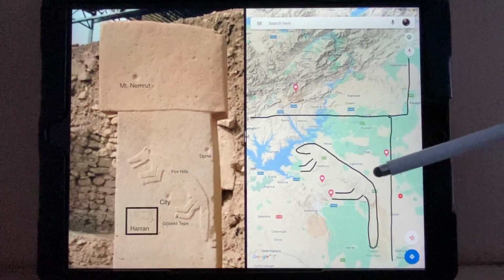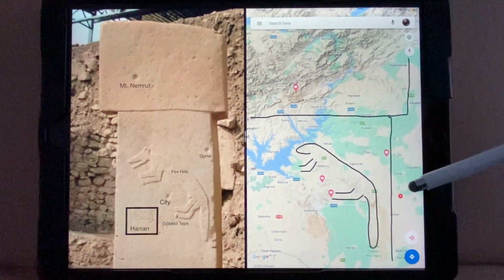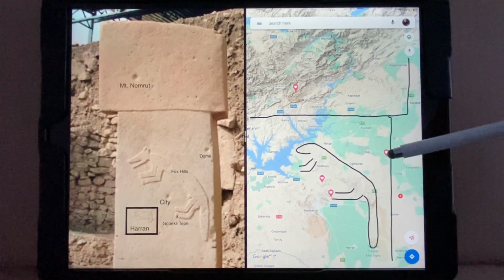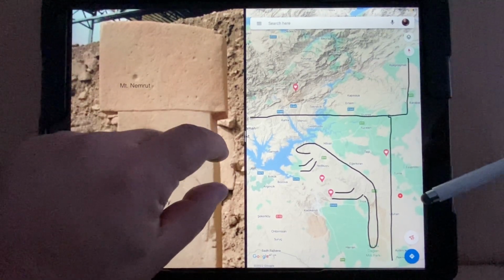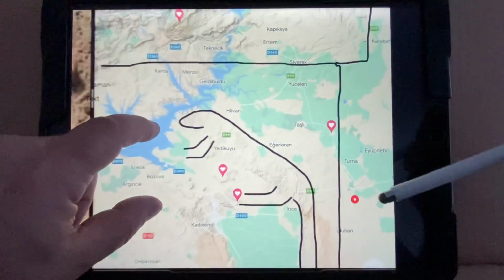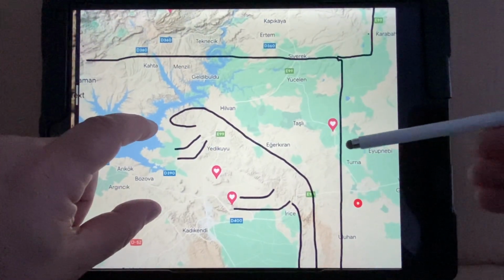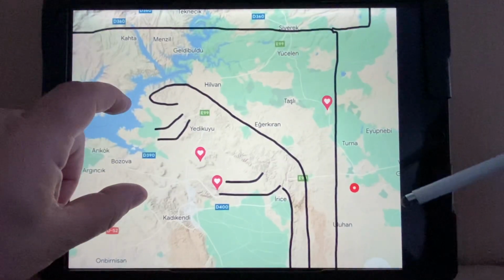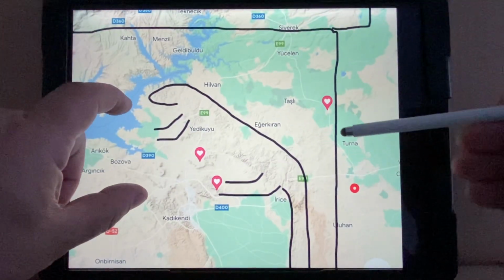Now, I said that the 2 pillars, Sefer Tepe and this pillar, didn't have anything to do with each other, but they do have a link. Okay, here is Sefer Tepe, here is the dome, right? So one thing they do share is a road. The same road that goes by Sefer Tepe goes right by this dome right here. Also the water right here. Right here, the water that goes through also goes by Sefer Tepe.